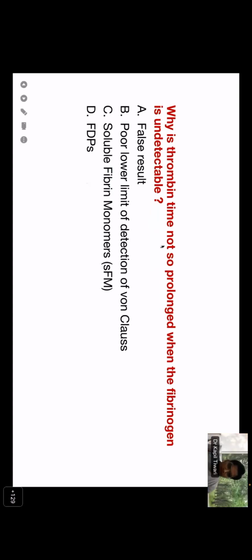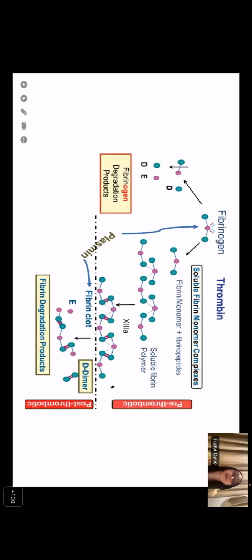Okay, so I'll explain this in the subsequent slide. It is soluble fibrin monomers. So if you look at this diagram here, I showed you the picture of the ecarin, which is a prothrombinase complex. So that will convert prothrombin to thrombin.